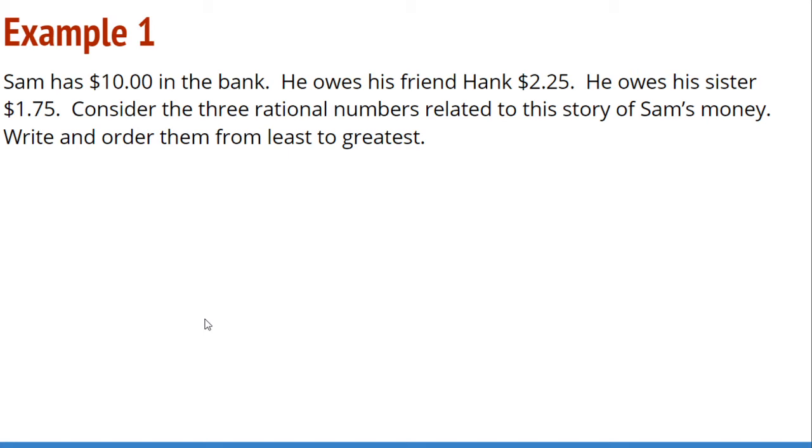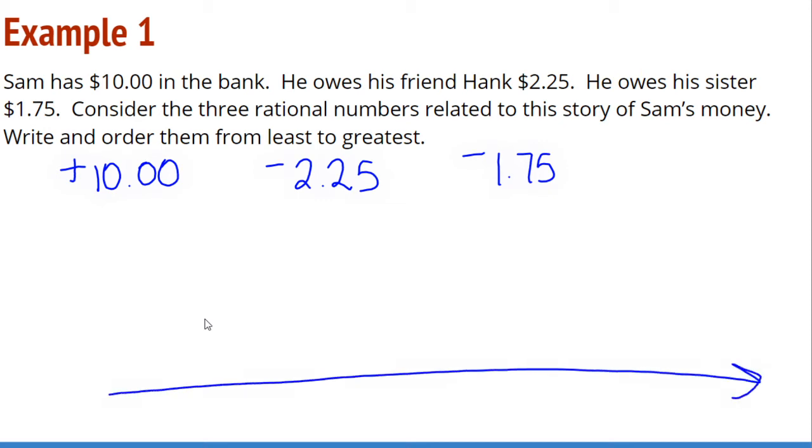Well, $10 in the bank is a plus for Sam. So I'm going to say that that is a positive $10. Now, owing his friend Hank $2.25, that's a minus $2.25. And owing his sister money is going to be a minus $1.75. So now we're going to put these in order from least to greatest, and we need to think about where they would go on the number line. Well, I know that this positive 10 is going to be greater than the two negative numbers, because a positive number is always greater than a negative number.